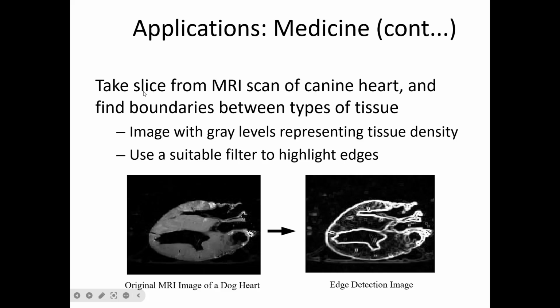Take a slice from an MRI scan of a canine heart and find boundaries between types of tissues. In the image, gray levels represent tissue density, and a suitable filter is used to highlight edges. Here you are using edge detection techniques to detect the boundary of the dog heart.